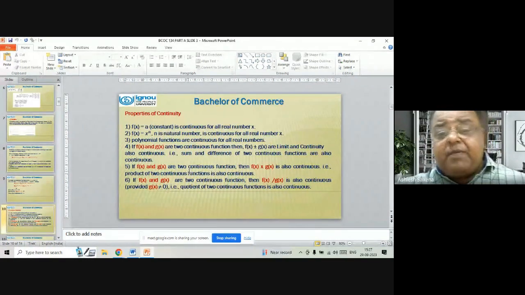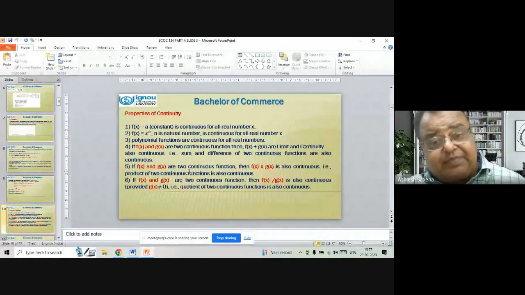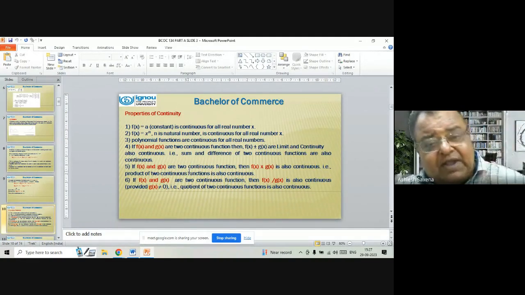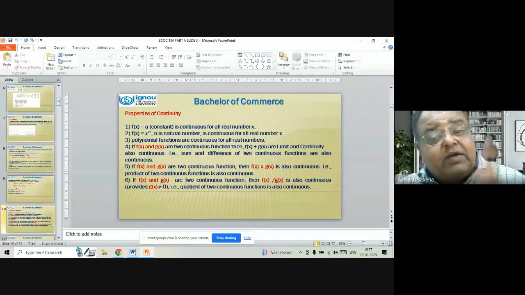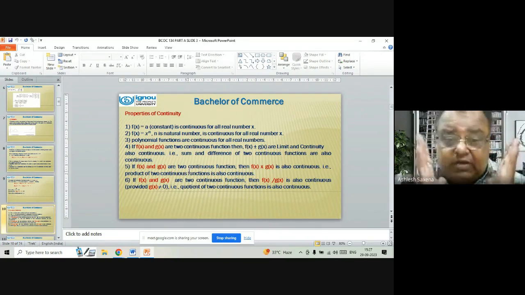What are the properties of continuity? f(x) is equal to a constant. A constant number is continuous for all real numbers of x. If we have any function x raised to the power n, and n is a natural number, then the function will be continuous for all real numbers of x. A polynomial function is continuous.